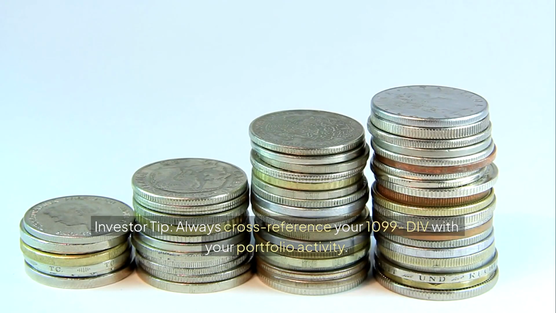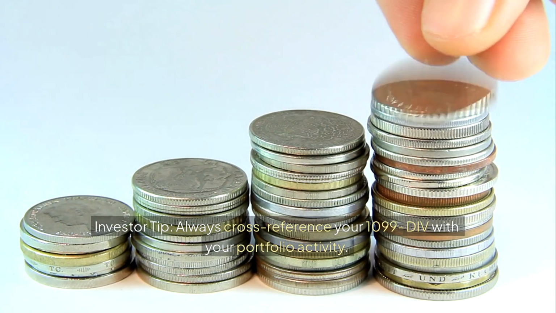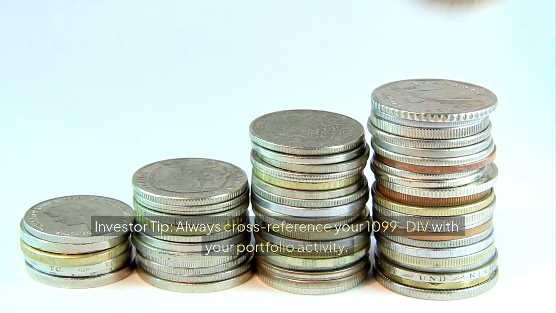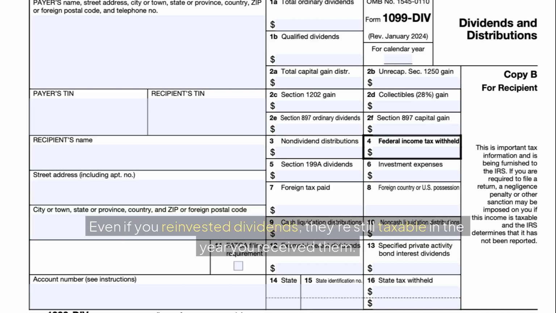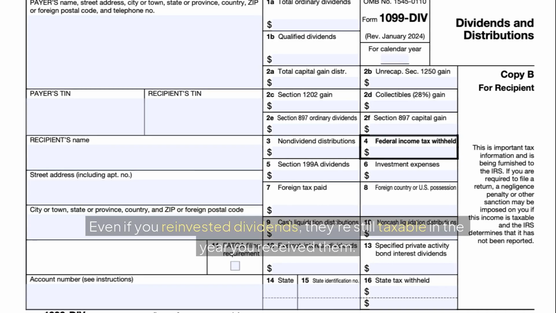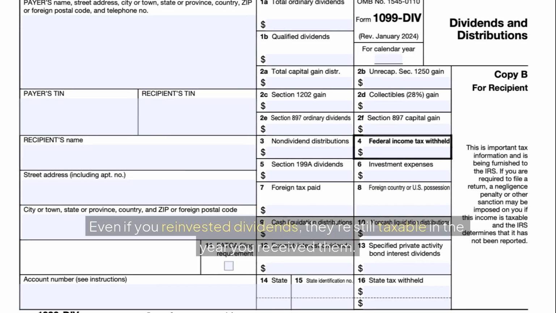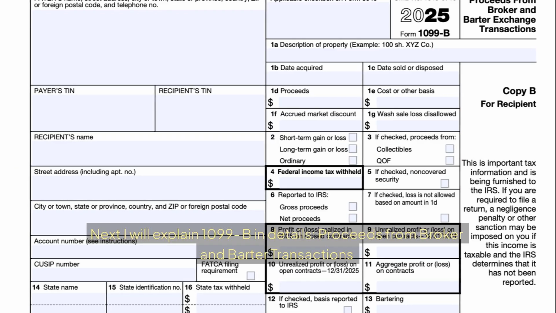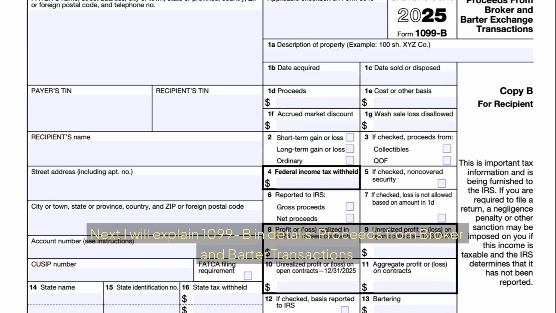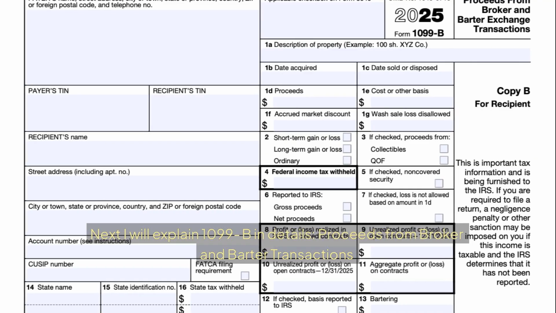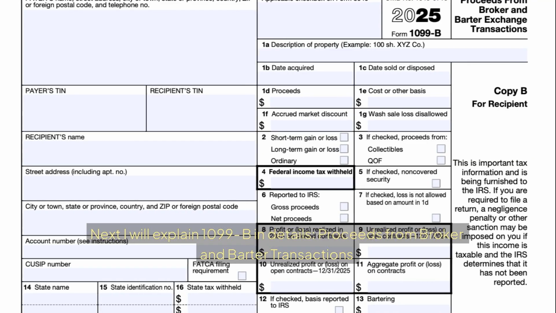Investor tip: always cross-reference your 1099 DIV with your portfolio activity. Even if you reinvest the dividends, they are still taxable in the year you received them. Next, I'll explain 1099B in detail. Proceeds from broker and barter transactions.